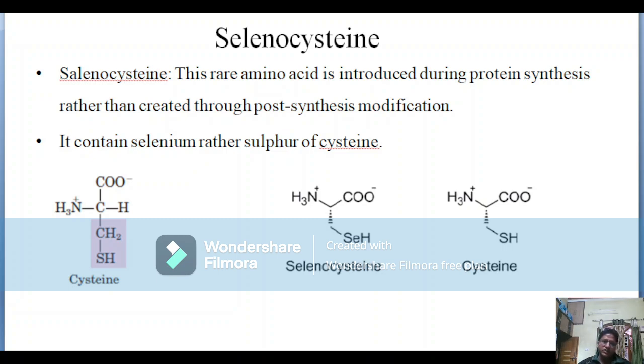You can see selenocysteine and cysteine. This is the structure of cysteine, and selenocysteine contains a selenium group instead of sulfur. This is the difference between selenocysteine and cysteine. Otherwise, they are very similar in structure.